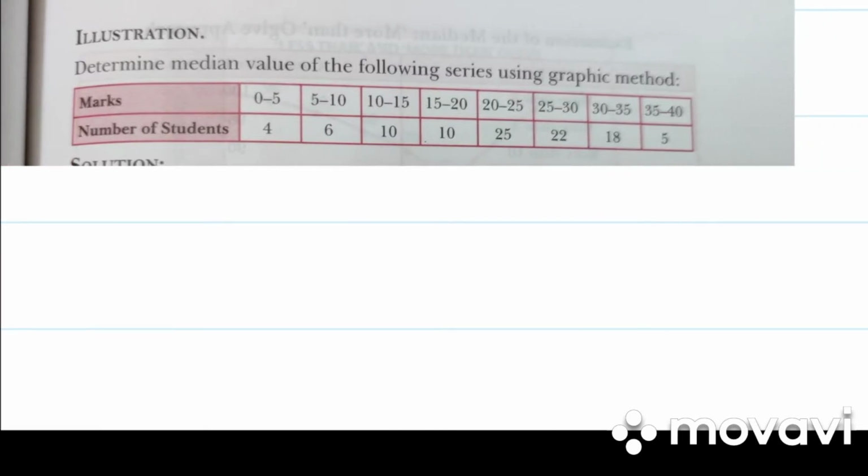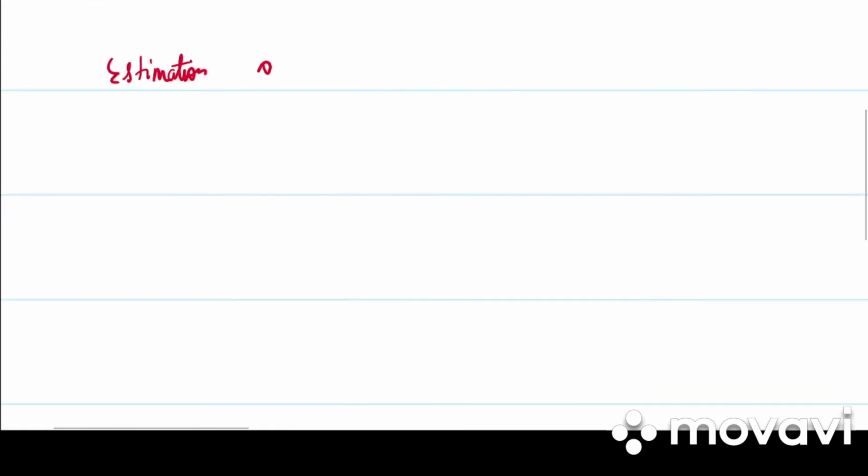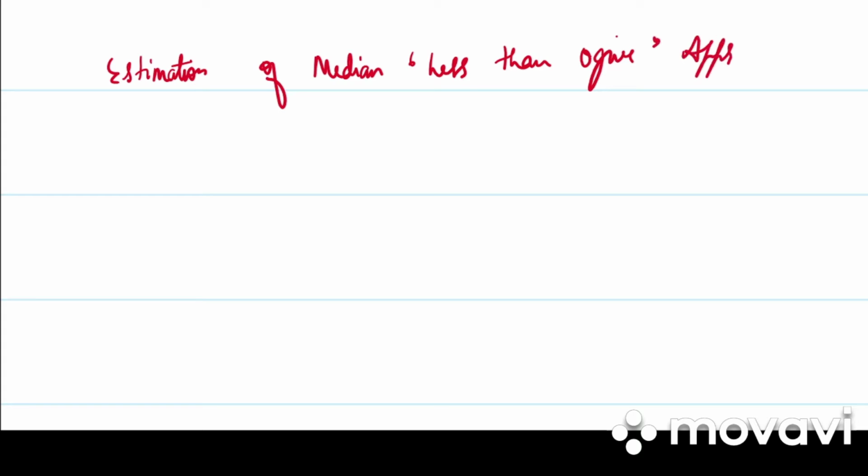So now we would be doing the first method, that is less than or more than ogive approach. Take down an illustration. Determine median value of the following series using graphical method. They have given us marks and number of students. So first we will be doing it according to the less than ogive approach. So write down estimation of median, less than ogive approach.